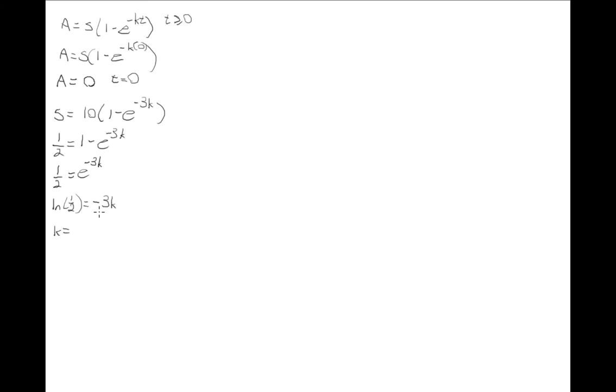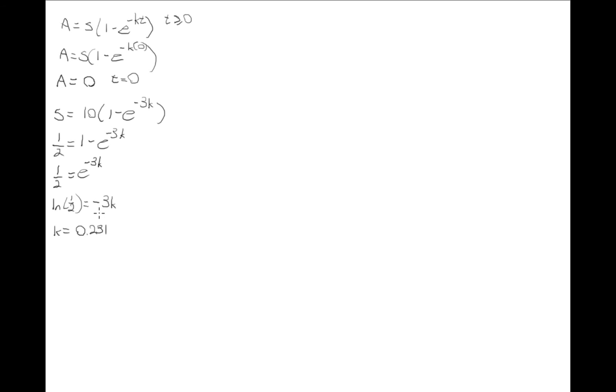We'll find that this is roughly equal to 0.231. Roughly equal to, I say roughly, that does continue on, but we'll use that. Now, you might think, why is it a positive number when we're dividing by minus? Well, the natural log of a half is also a negative number. So negative divided by negative will give us this positive.